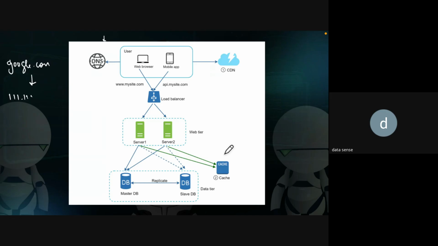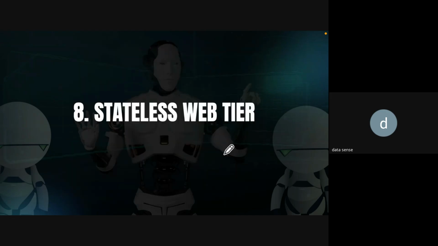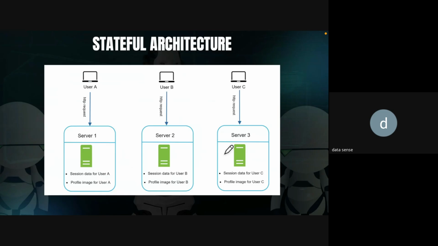Okay, let's move to the last couple of topics. Now we're talking about stateless web tier. So there are two types of applications, two types of structure. One is called stateful and one is called stateless. Okay, so let's try to see what is a stateful architecture.